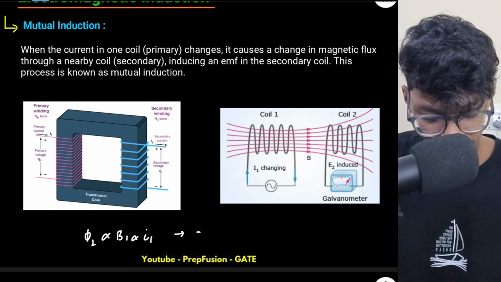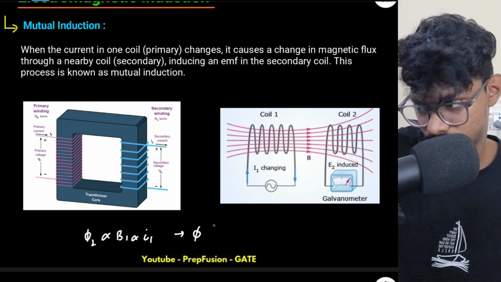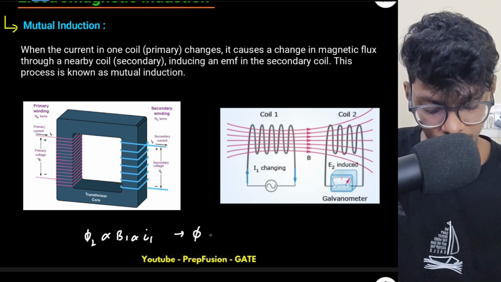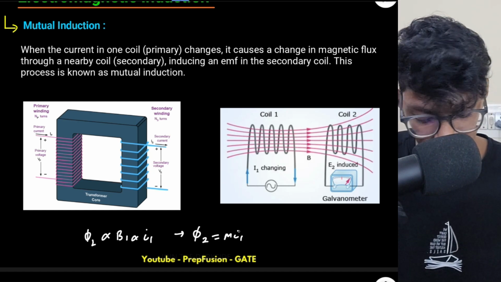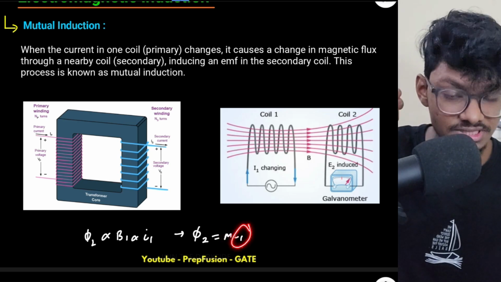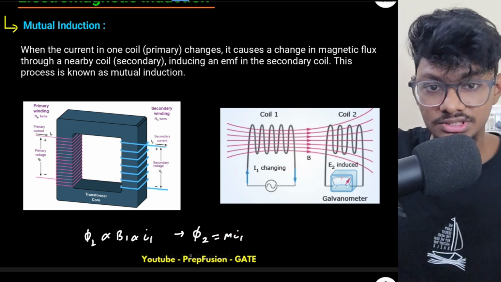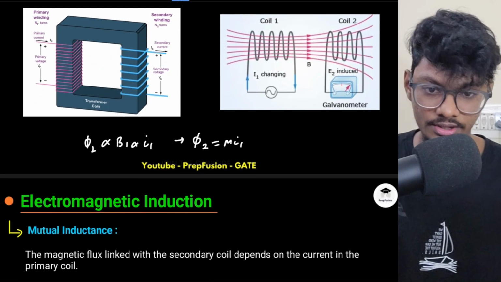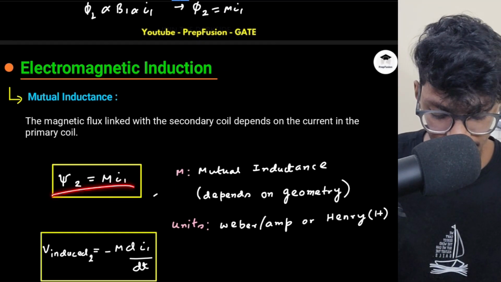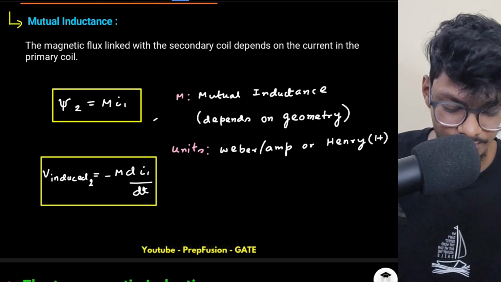So from here a proportionality term comes: phi 2 equals M I1. What it is telling is that mutual inductance means how much change in current I1 can produce the flux phi 2. That will be given by the mutual inductance M. So this is the definition of mutual inductance. You can understand it through all this. This is the basic thing only.